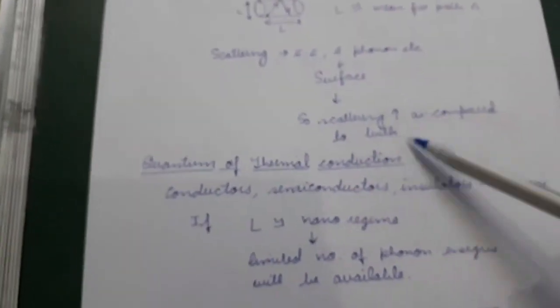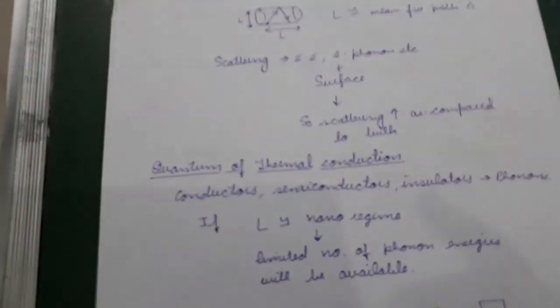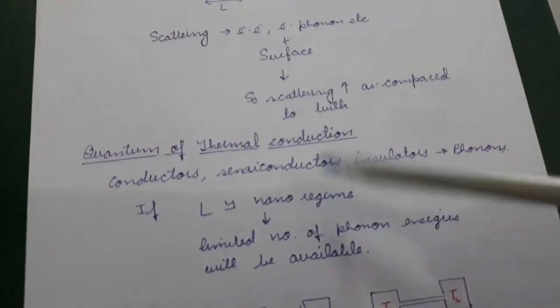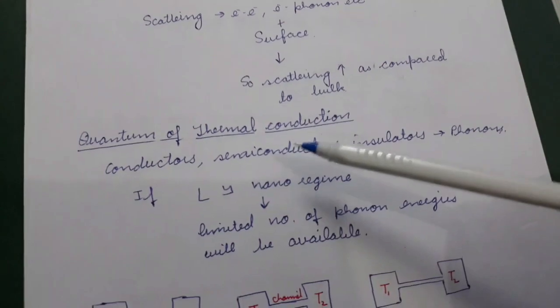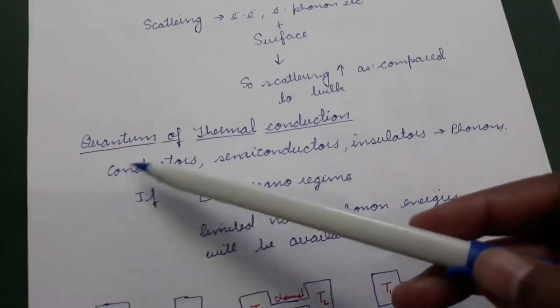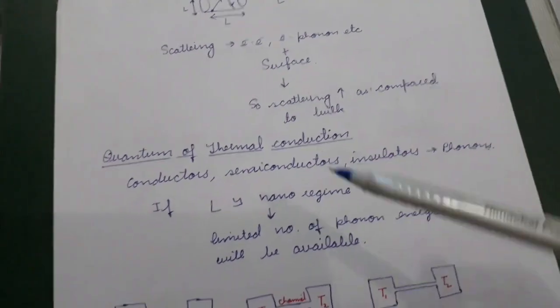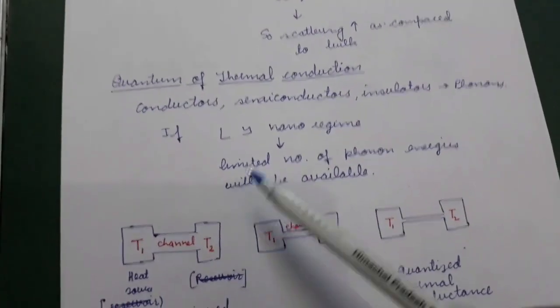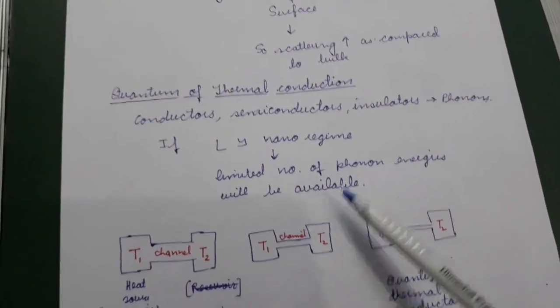So this is one of the conclusions we have, that the thermal conductivity will be lower. And the other conclusion is that the thermal conduction in a nanomaterial is actually quantized. So you see that if the length of the material is in the nano regime, then only a limited number of phonon energies will be available.